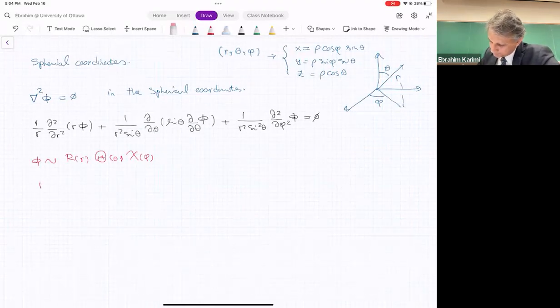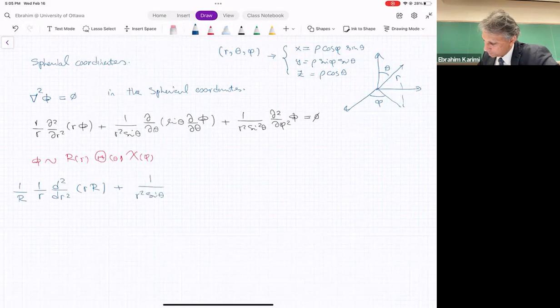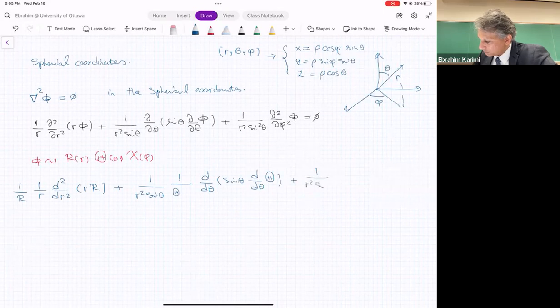I will get 1 divided by r, second derivative of r, that's divided by theta and chi, so it will be 1 divided by r as well, plus 1 divided by r square sine of theta, derivative with respect to theta, sine of theta, d theta of theta capital, plus 1 divided by r square sine of theta power of 2, 1 divided by chi, which is a function of phi, d2 of chi with respect to phi square equal to 0.